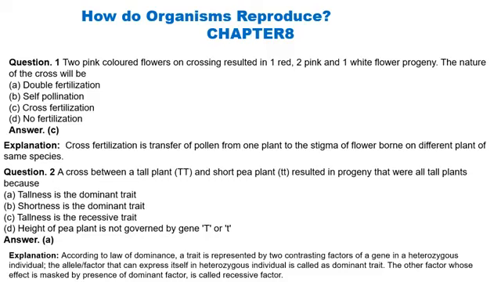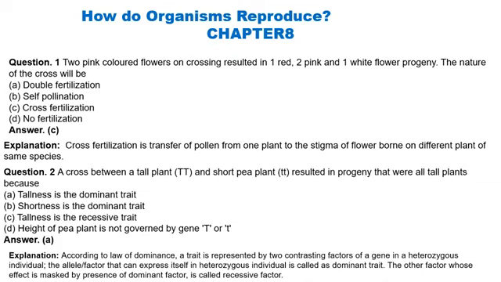Question number one: two pink colored flowers on crossing resulted in one red, two pink, and one white flower progeny. Progeny means offspring. What should be the nature of the cross? If you cross two pink flowers, the result we are getting is one red, two pink, and one white. Okay, so the nature of the cross, they have asked whether this cross is a double fertilization.